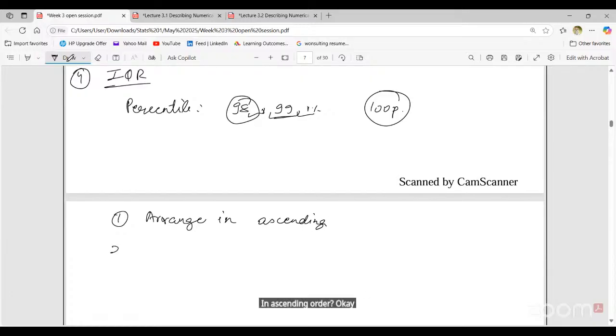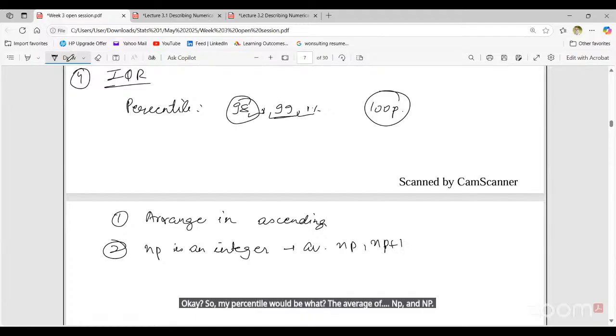Okay. Now, the second thing is you have to see whether my NP is an integer or not. If my NP is an integer, then my percentile would be the average of... NP. Ma'am, what is NP? Yeah, that I will tell you.